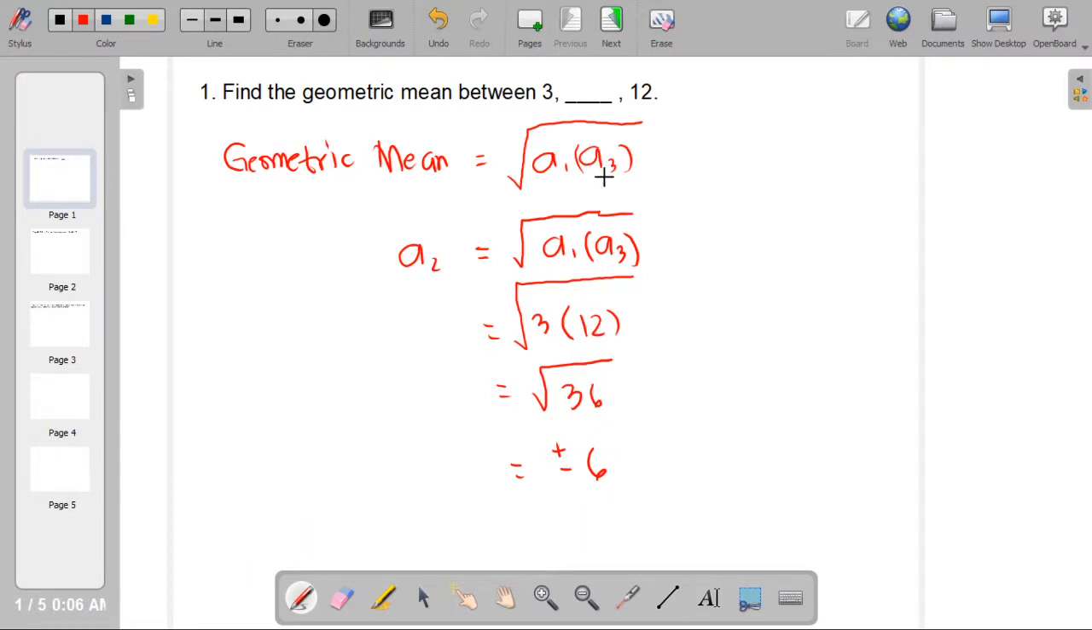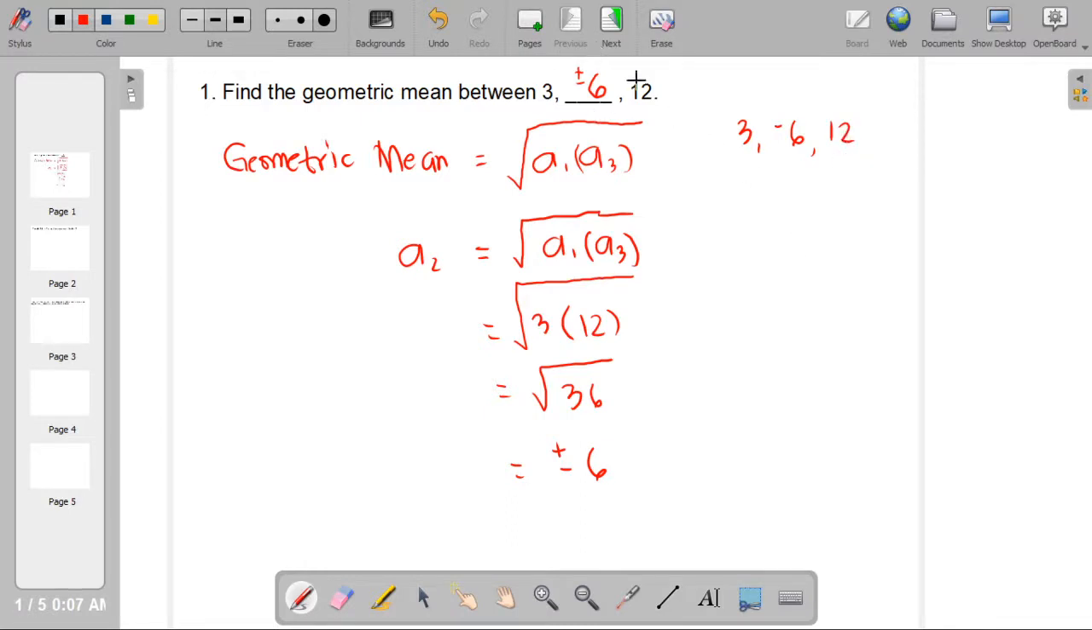Can positive 6 be the answer? Yes, it can. If this is positive 6, it means that their common ratio is positive 2, right? 3 times 2, that is 6. Then 6 times 2, that is 12. But negative 6 is also possible. See? If negative 6, their common ratio would be negative 2. 3 times negative 2 would be negative 6. And then times negative 2 again, that would be positive 12.